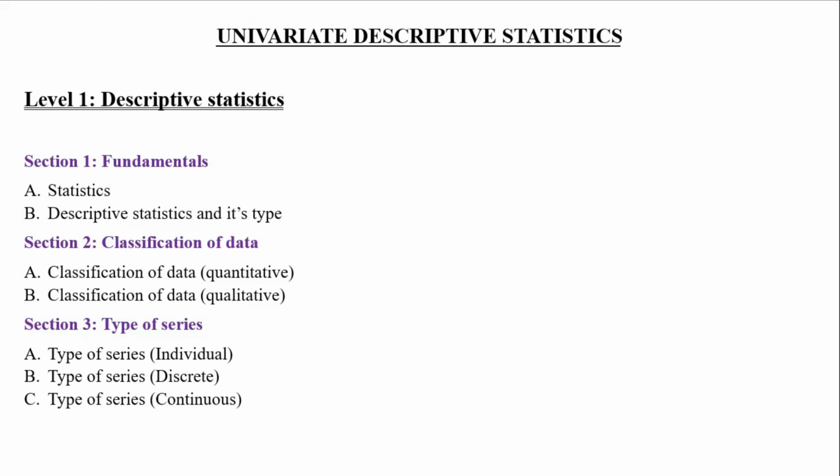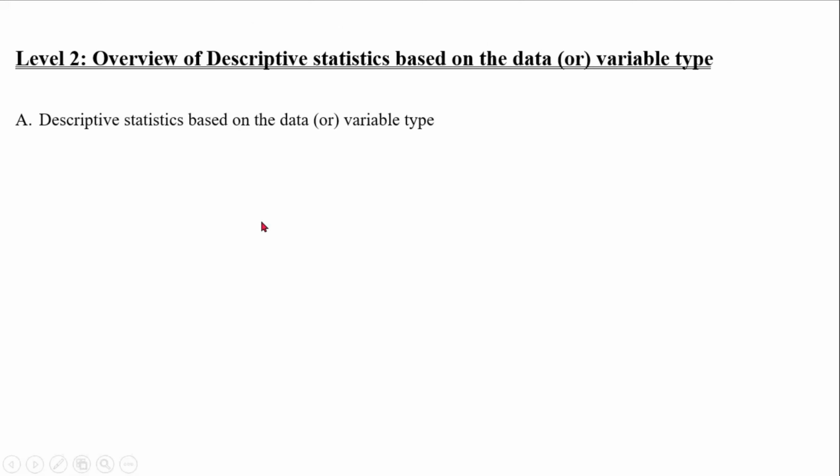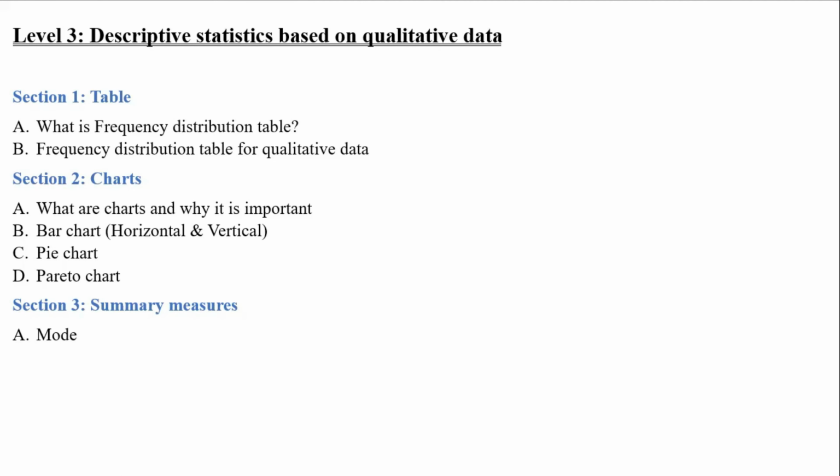And coming to the content, in total we have 8 levels. The first level covers the extreme basics and there are 3 sections in that. The first section tells us about what is statistics, what is descriptive statistics, types of it, etc. And in level 2 there is only one video and that tells us about descriptive statistics based on data or variable type. And in level 3 we will be discussing descriptive statistics for qualitative data.